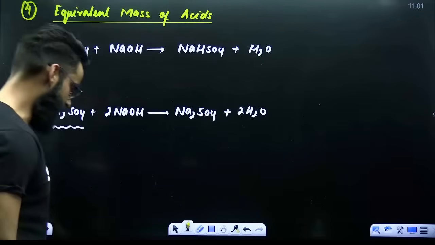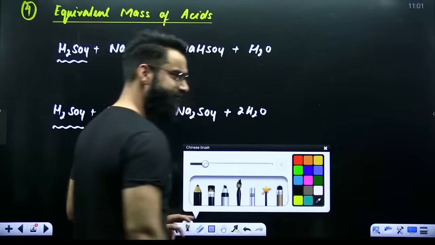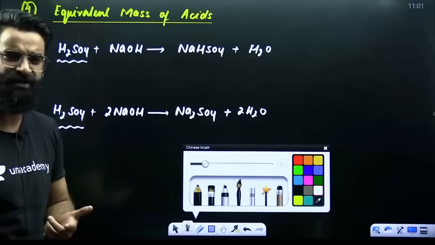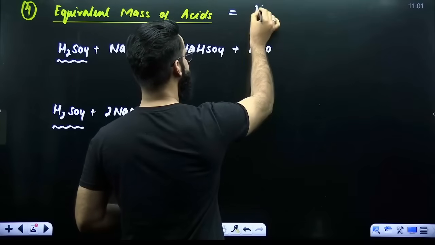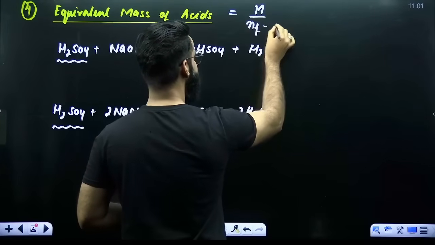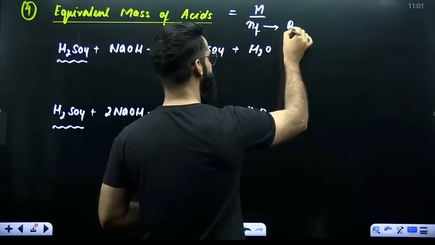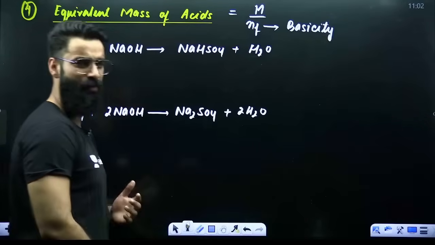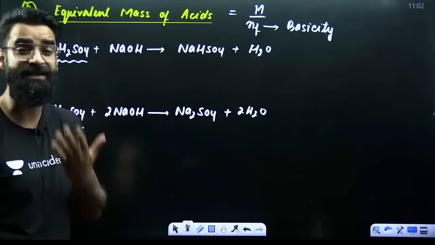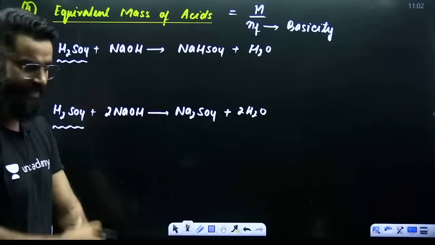Moving on to one more thing. Again, a frequently asked question: how do we calculate equivalent mass of acids? My dear students, equivalent mass is nothing but molar mass divided by N factor. And in case of acids, what is the N factor? N factor is basically basicity. What is basicity? The number of H positives an acid donates. In this particular reaction, have a look. How many hydrogens do you see here? 2 hydrogens.